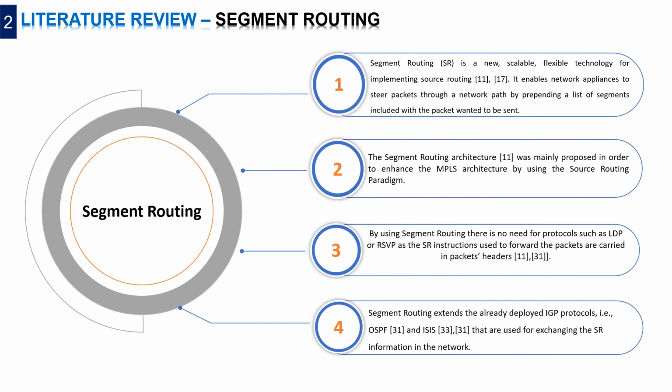Segment routing. Segment routing is a new scalability for implementation of source routing. It enables network appliances to steer packets through a network path by prepending a list of segments included with the packet to be sent. The SR architecture was mainly proposed in order to enhance MPLS architecture by using the source routing paradigm. But by using segment routing, there is no need for protocols such as LDP and RSVP. Segment routing extends already deployed IGP such as OSPF and ISIS.